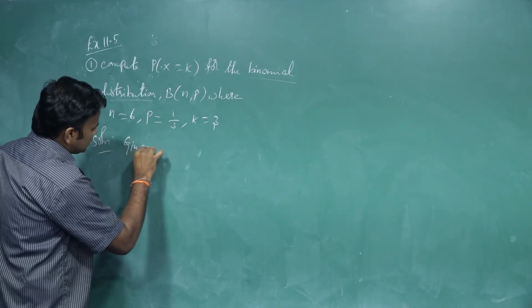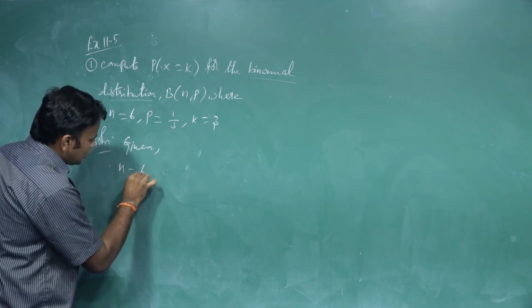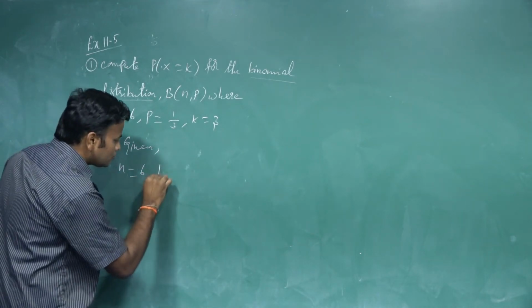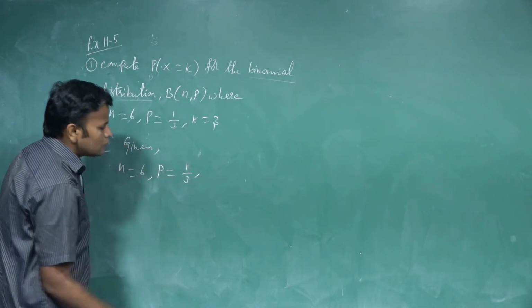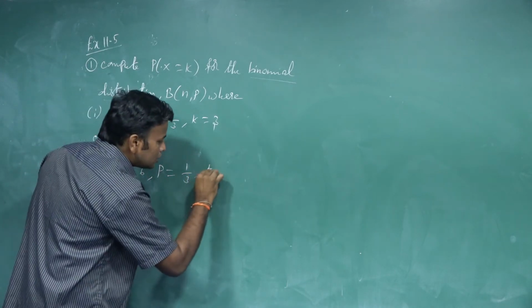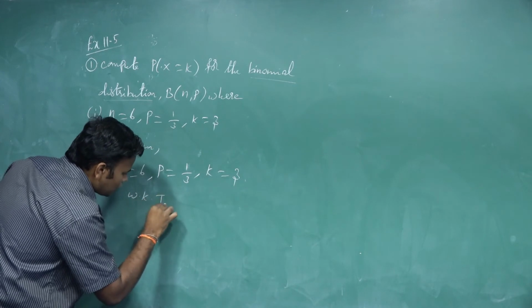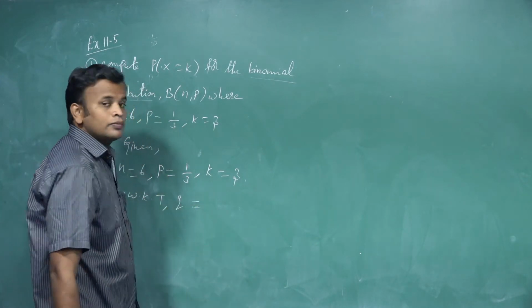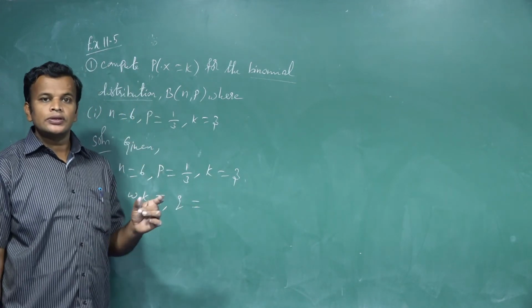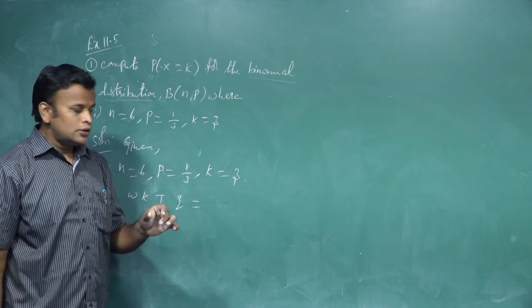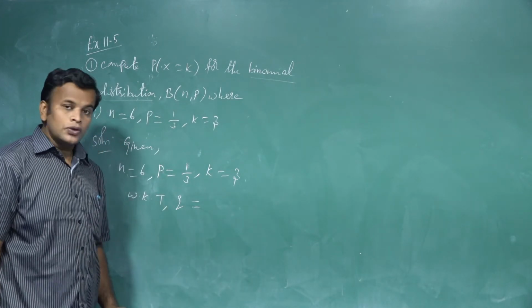So given some data: n is equal to 6, p is equal to 1 by 3, and the value of k is equal to 3. Next, I first find the value of q, because in binomial distribution, the term q is also involved. So first, I find the value of q.